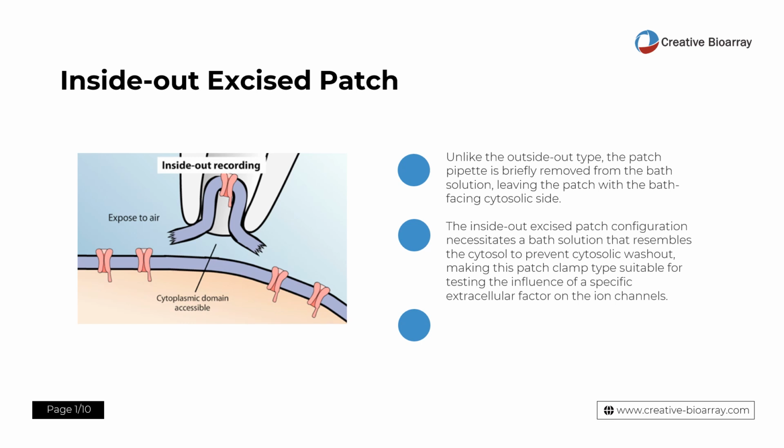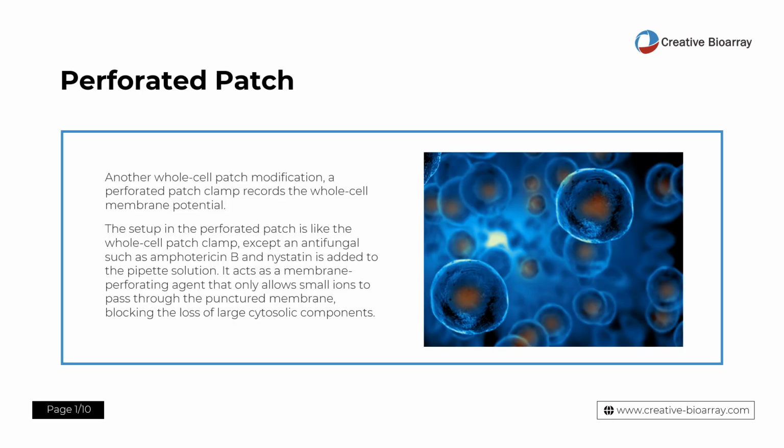The inside-out excised patch configuration necessitates a bath solution that resembles the cytosol to prevent cytosolic washout, making this patch clamp type suitable for testing the influence of a specific extracellular factor on the ion channels. Like the outside-out excised patch, the inside-out one also destroys the cytoskeleton network and requires a skilled worker to handle the experiment.